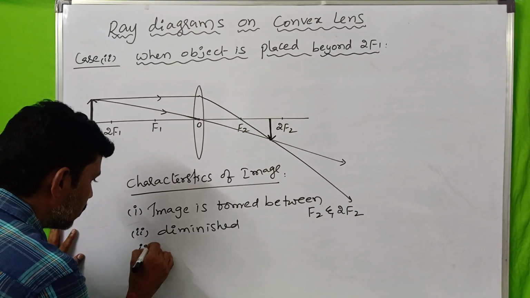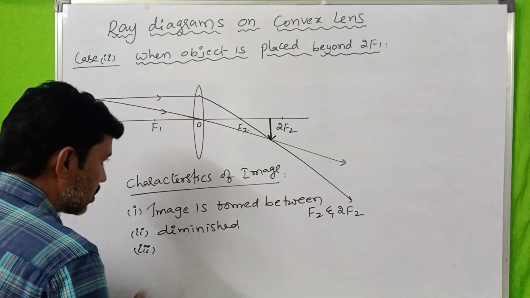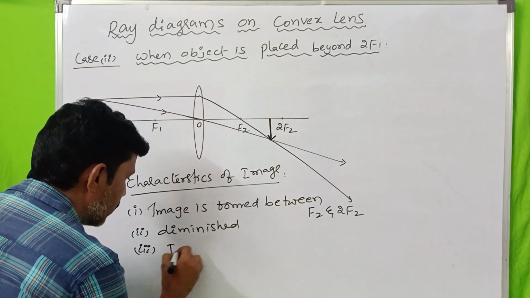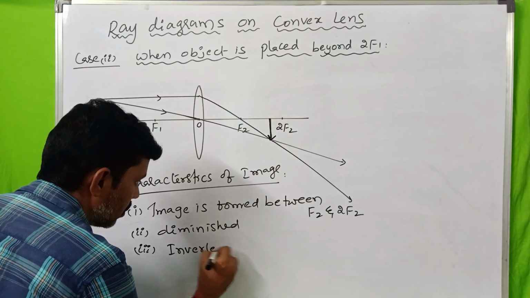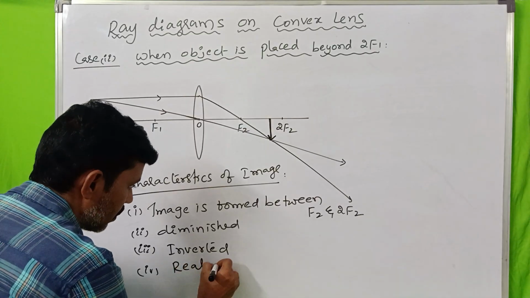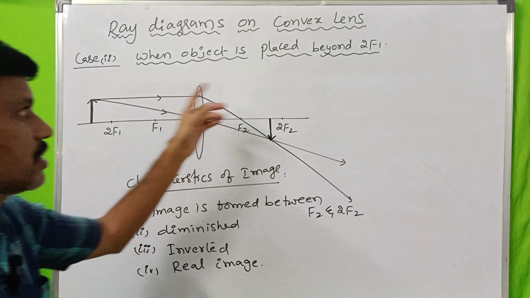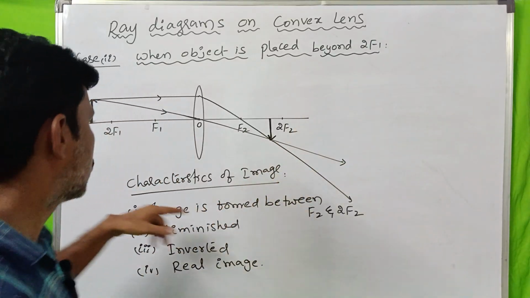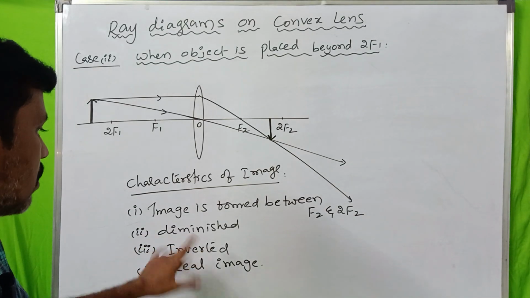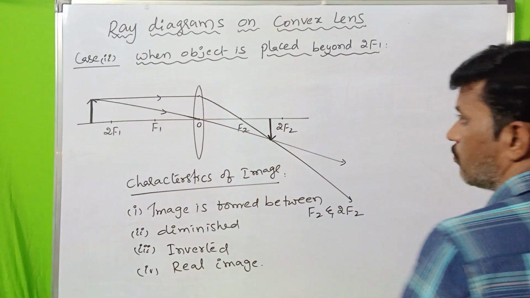And the third and fourth points are the nature of the image. You can understand this is inverted, so an inverted image. And the fourth point, a real image. So a real and inverted image. So when the object is placed beyond 2F1, the image is formed between F2 and 2F2, and it is diminished, inverted and real. Okay, clear?